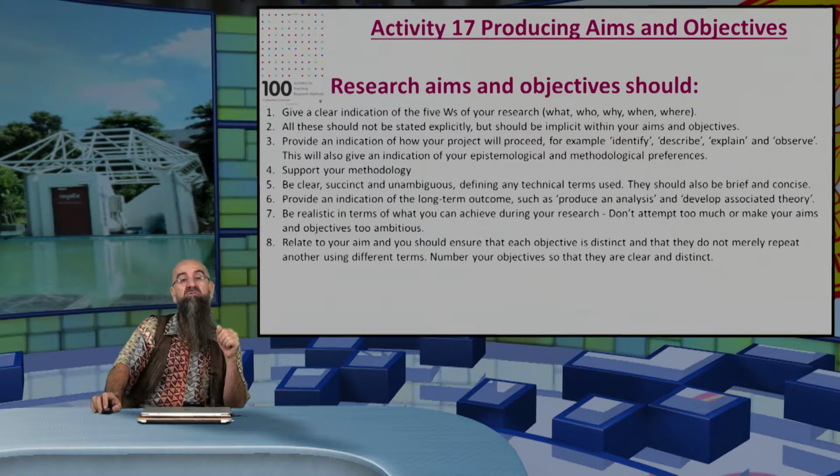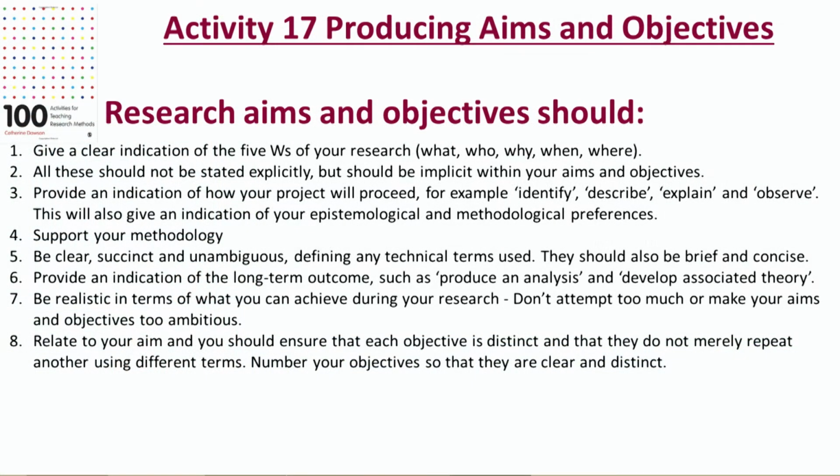Okay, so let's go to full screen now. And she makes the following 8 points about the aims and objectives and what they should look like. The first is that they should give a clear indication of the 5 WH questions of your research. What are you doing? Who are you researching? Why are you researching it? When is this research done, and where will this research be conducted?